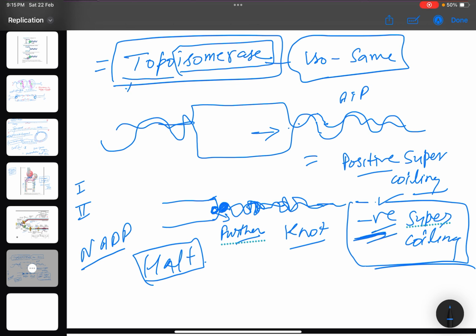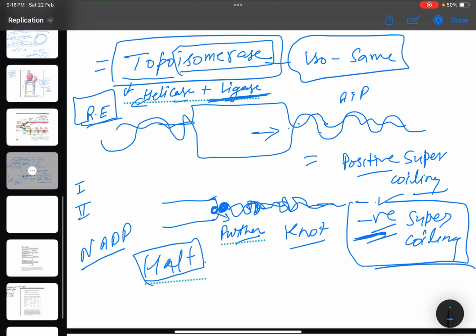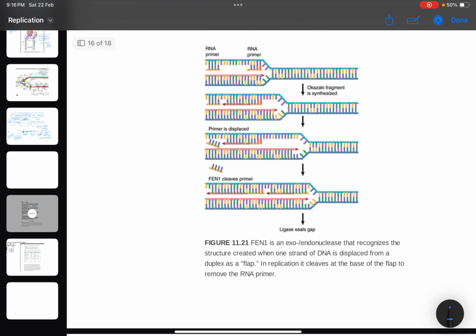So topoisomerase has two properties. It has a helicase and it has a ligase, or sorry, a restriction endonuclease property. It has these three properties. It works as a helicase, it works as a restriction endonuclease, and it works as a ligase. So that is all about the DNA replication. Like this, the DNA primers are removed here, and a new DNA strand is produced. The FEN1 cleaves the primer, and that is all.